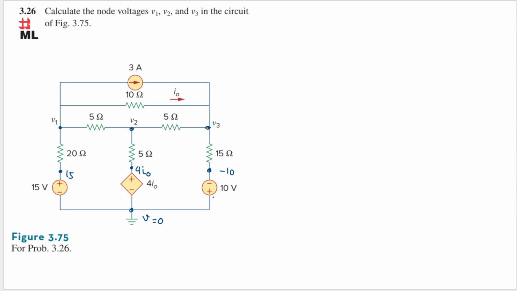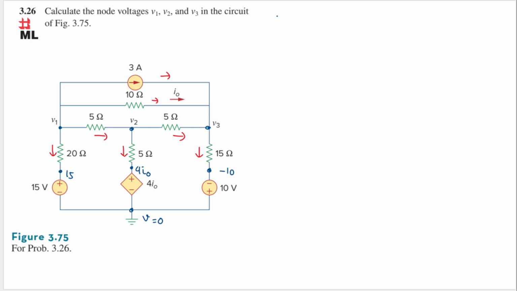And then let's assume the direction of the current. Maybe let's use red here. I can assume this is going down, and this is going down, and this also going down. So I assume in the vertical branches the current will be going down. And for the horizontal current, I assume it will be going to the right like this, and this also going to the right, right? So now what we need to do is KCL at node V1, V2, and V3.